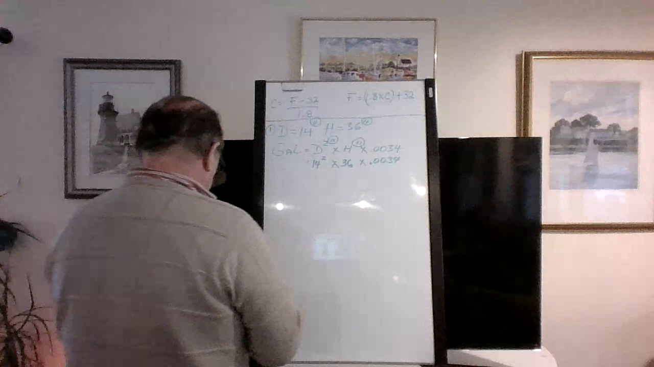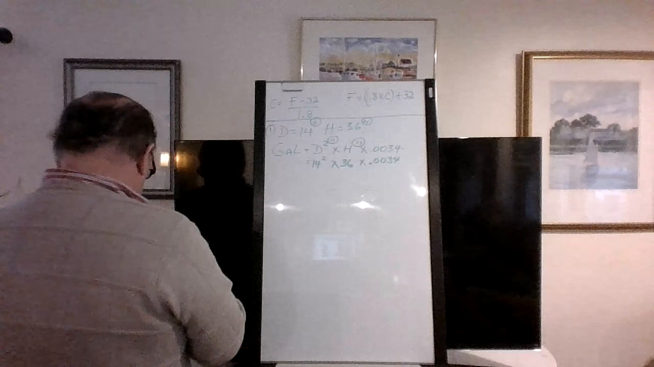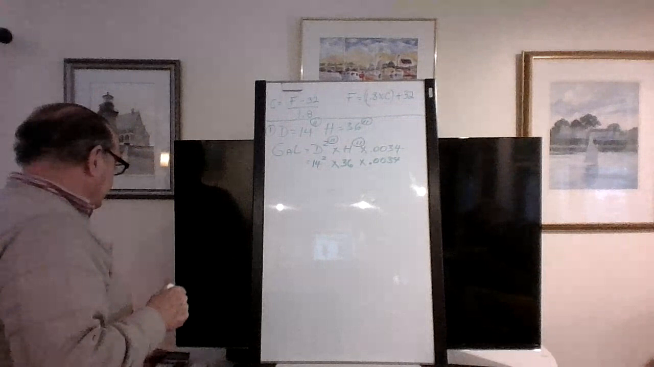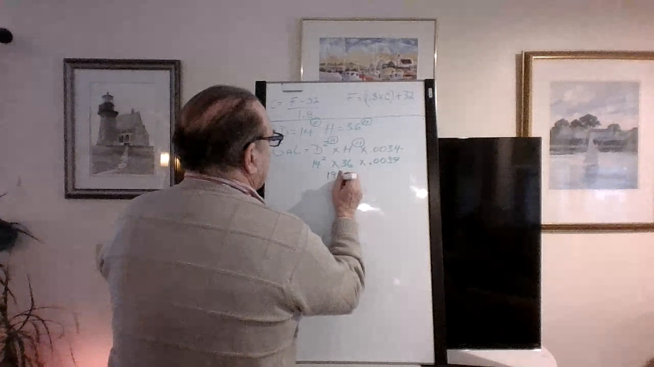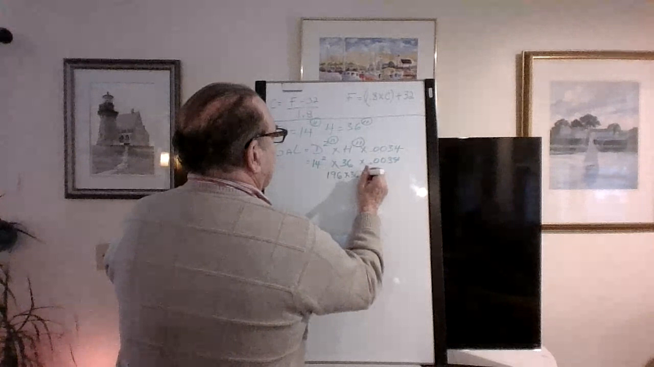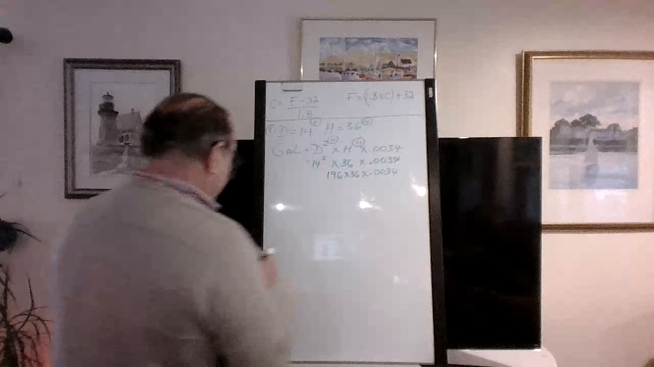So let's see what 14 squared looks like. It's 196. So right here, you have 196 times 36 times 0.0034. Next, multiply these two together.